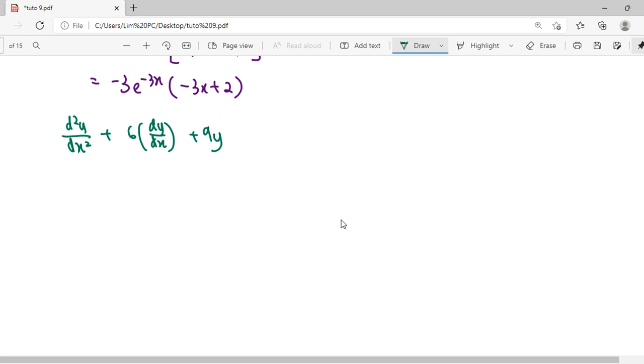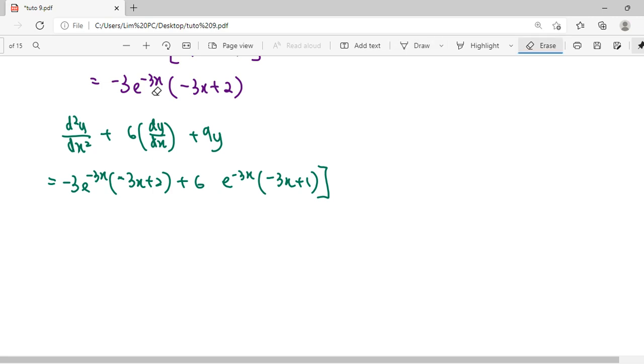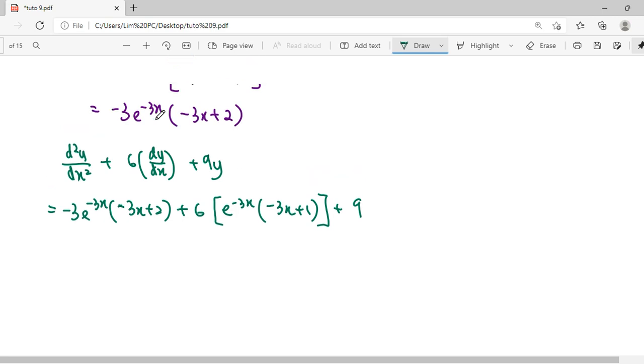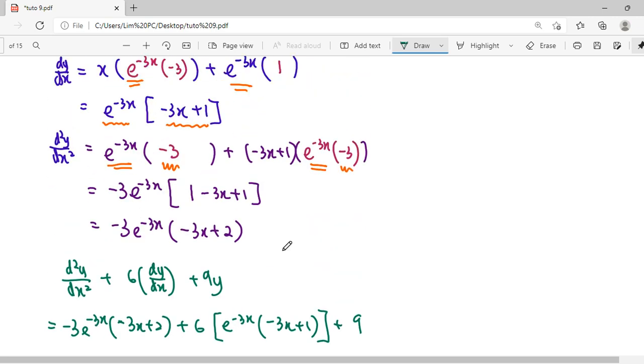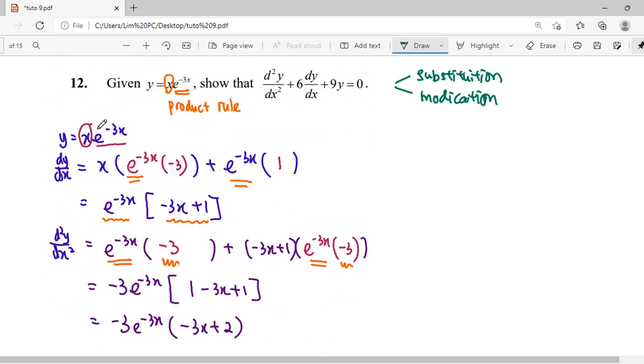So we're going to plug in our result. Here we get -3e^(-3x) times (-3x plus 2), plus 6. We plug in our result from the first derivative, which is e^(-3x) times (-3x plus 1). Then 9y, so we plug in our y equation.